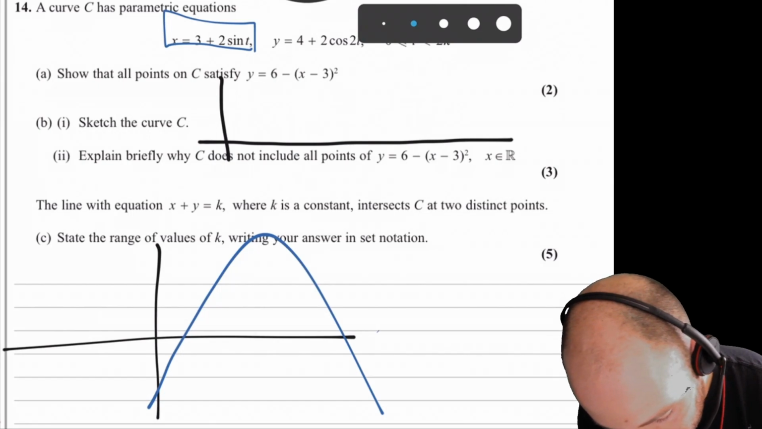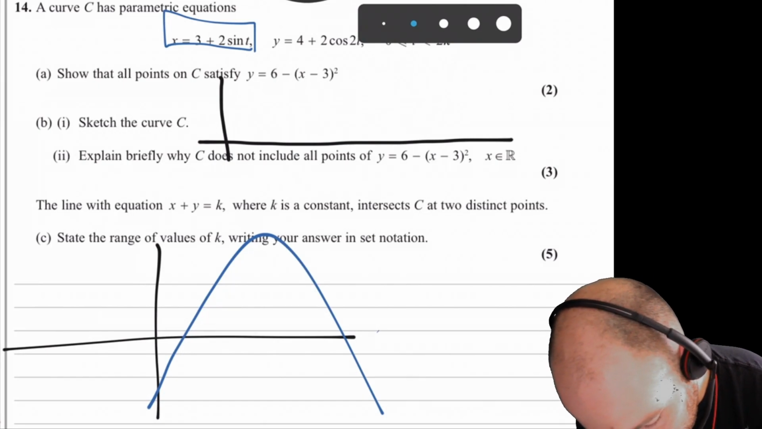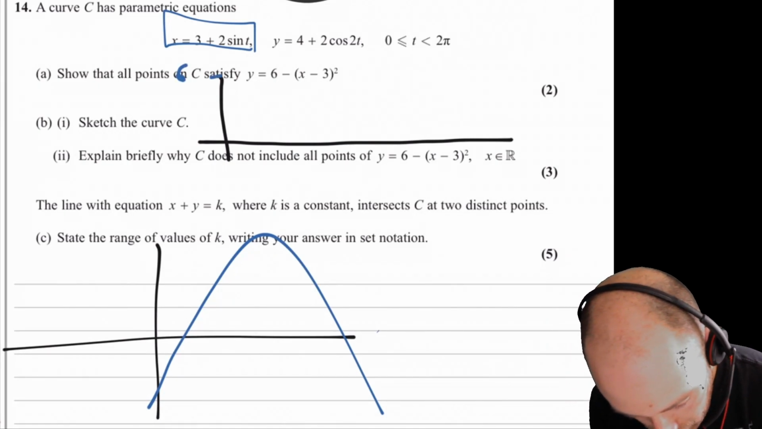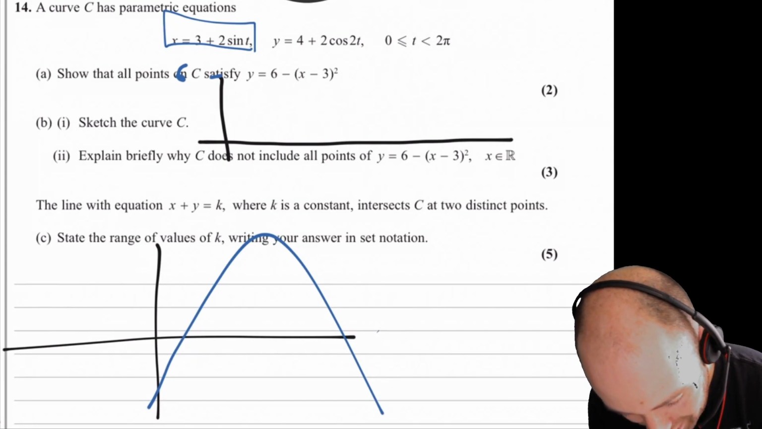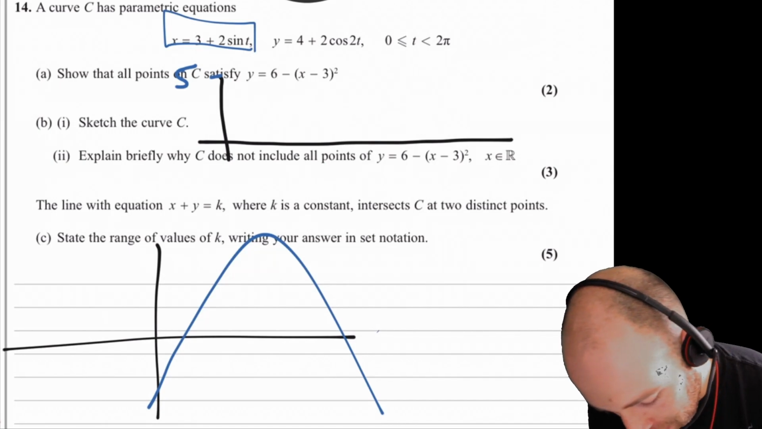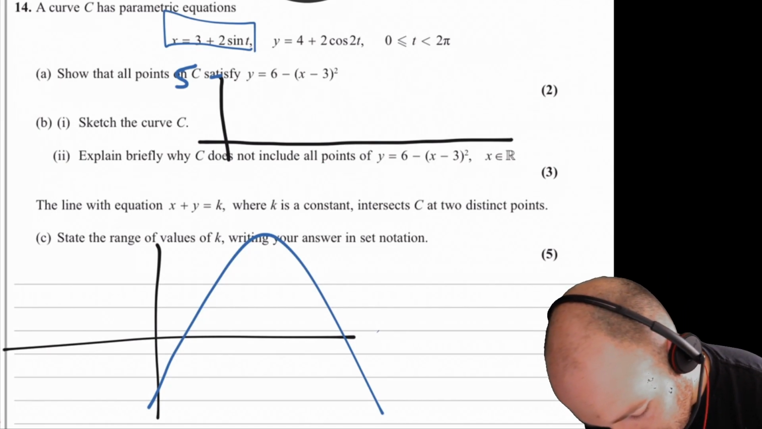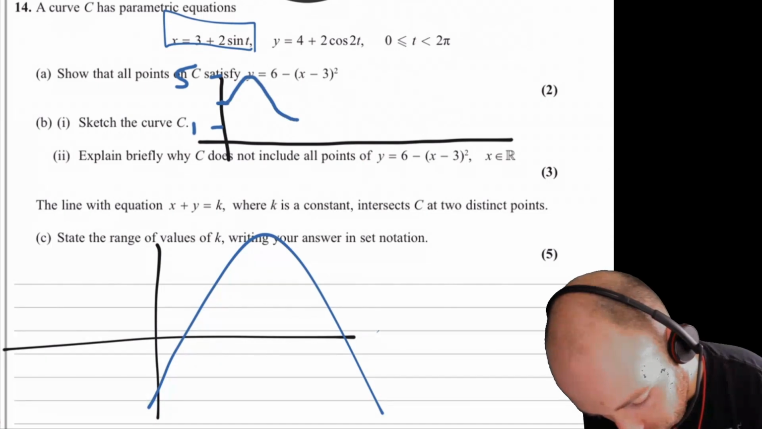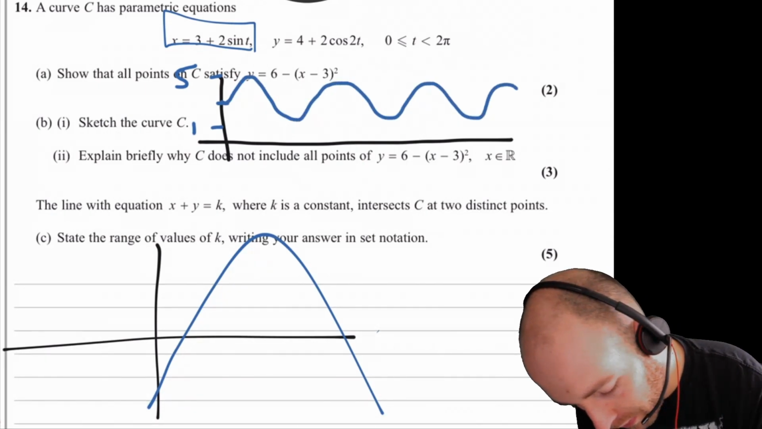So it was going up to 2. Now it's going to go up to 6. No, it's not. It was going up to 2. Now it's going to go up to 5. And it was going down to -2, but now it's going to go up to 1. Something like that.